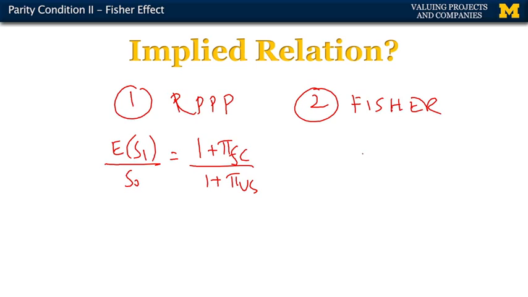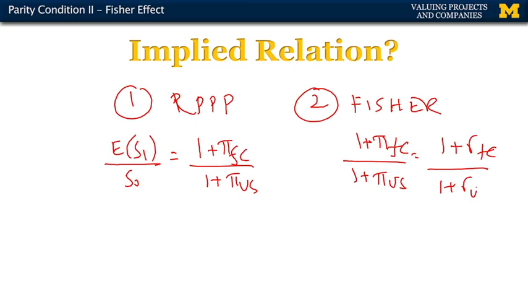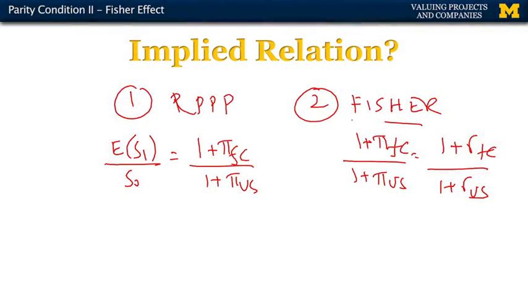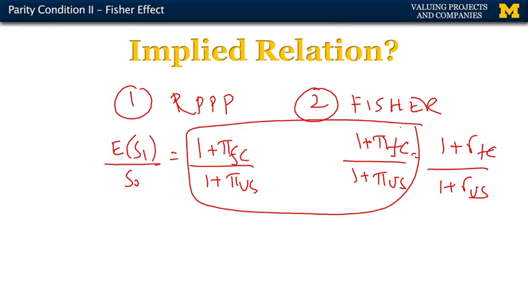Fisher effect says, look, 1 plus pi FC over 1 plus pi US has to be reflected, that relative difference, in the interest rates. And I want to again emphasize that before we jump ahead and see what's going on, you should think through not only what the independent conditions are, but what you do when you put them together. If you put them together, you get a third equation.